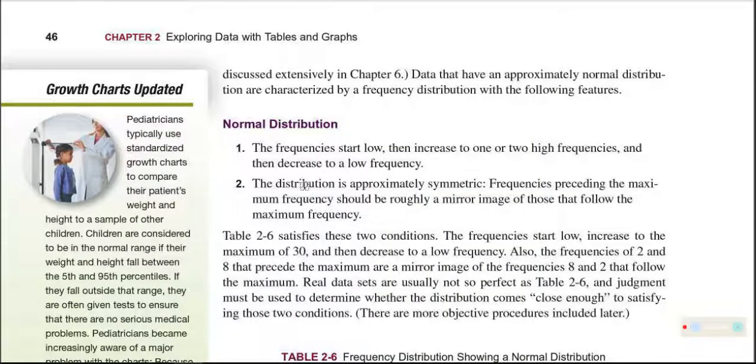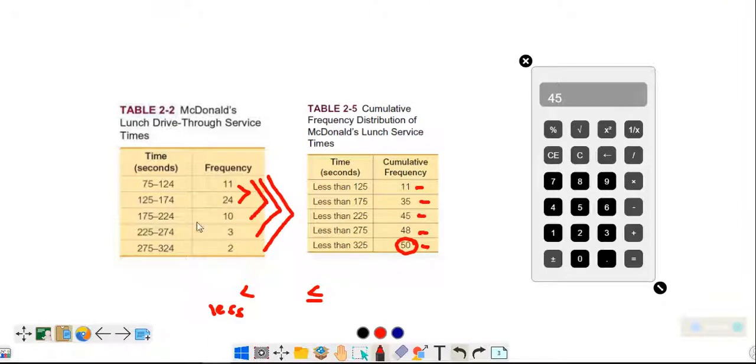Next, the distribution is approximately symmetric. Frequencies preceding the maximum frequency should be roughly a mirror image of those that follow the maximum frequency. What is our maximum frequency here? Our maximum frequency is 24, and there is only one of it here. It should be symmetric. So, if we have 5 classes, we expect the highest frequency to be on the 3rd class so that it will be symmetric. It goes down here, and it also goes down here. Okay?